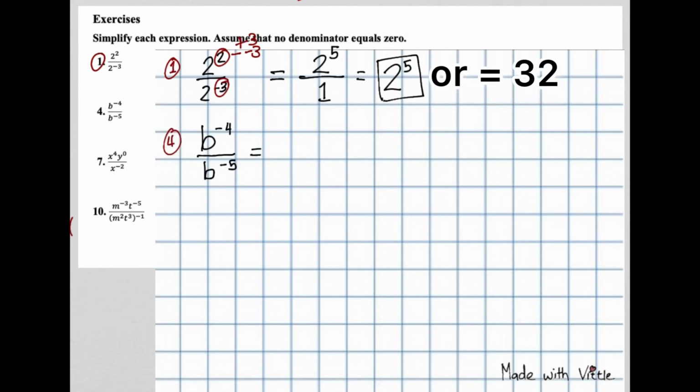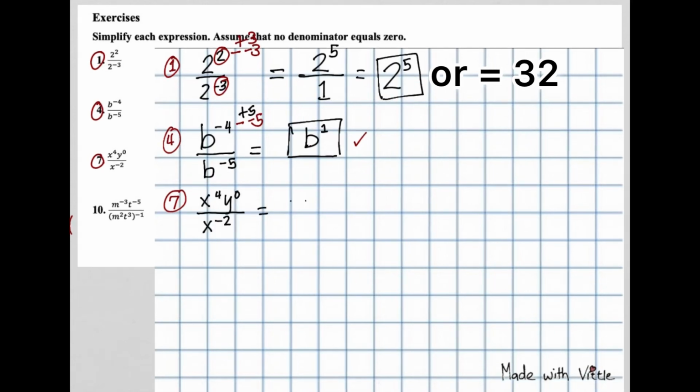B to the negative fourth power divided by b to the negative fifth power. Subtract their exponents or powers. A negative 4 plus 5 will give you a positive first power. Since it's a positive first power, our final answer is just b.